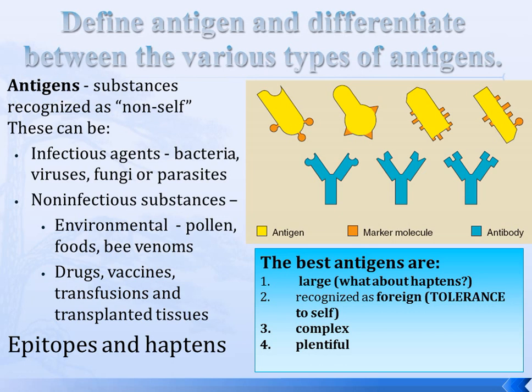Infectious agents like bacteria, fungus, and so on, and then non-infectious things, so environmental things like pollen. If you're allergic to something, there's an antigen on that thing that stimulates you. Some people are allergic to mosquito antigens. So if they get bitten by a mosquito, it swells up really bad and just drives them crazy.